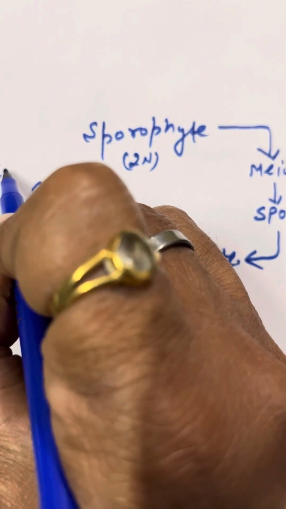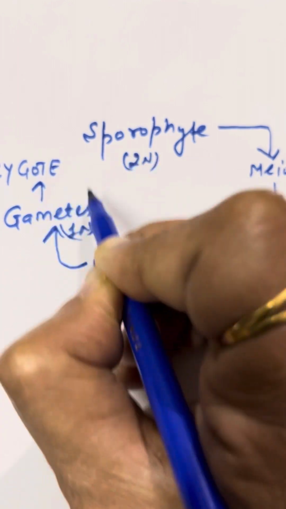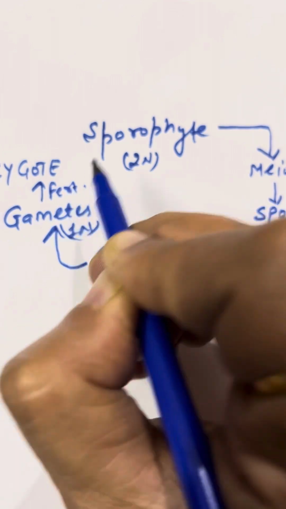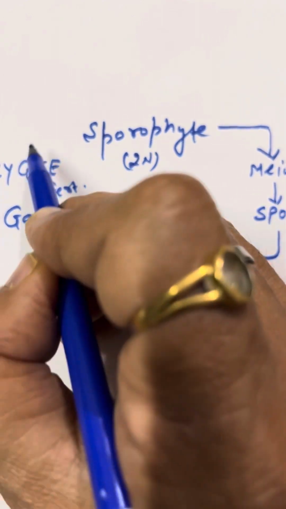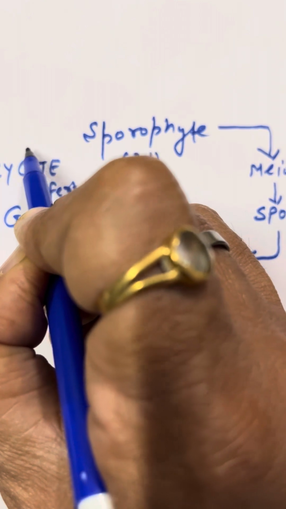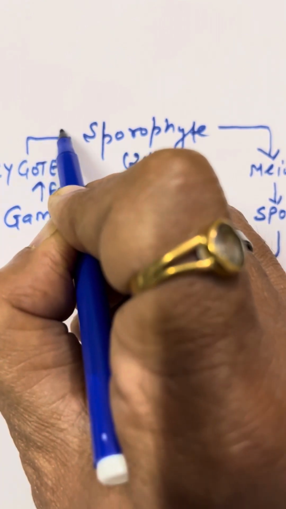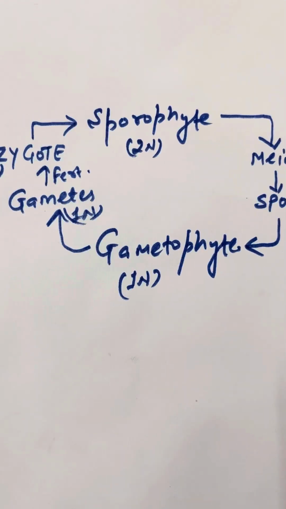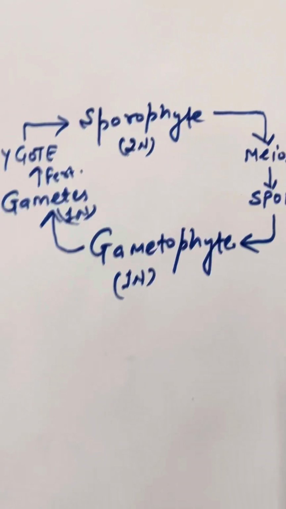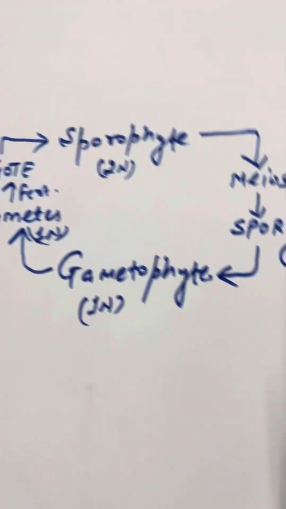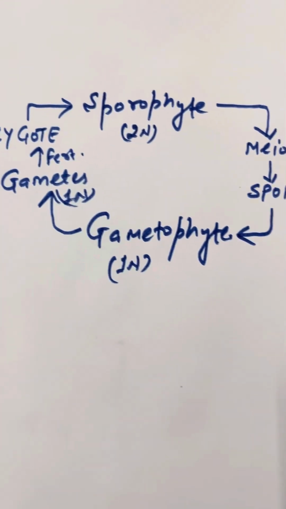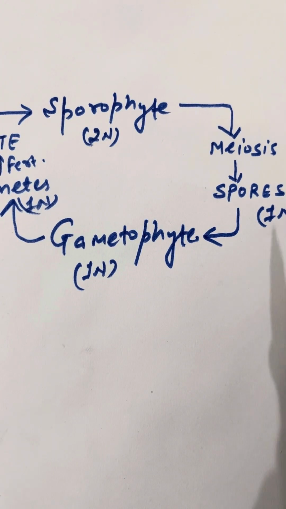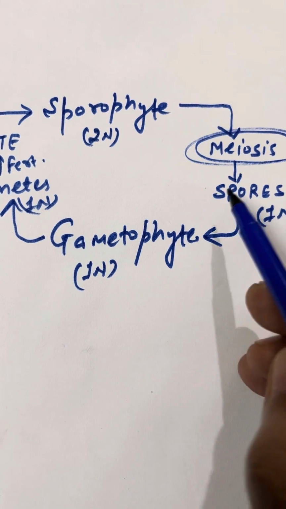Fusion of gametes, that is, fertilization, will result in zygote formation again, which is diploid. Zygote to embryo, and then embryo to again sporophyte. This is the life cycle of a plant. If you can understand this, okay, this is the life cycle of a plant. You have to keep in mind that meiosis in plants is going to take place for spore formation.